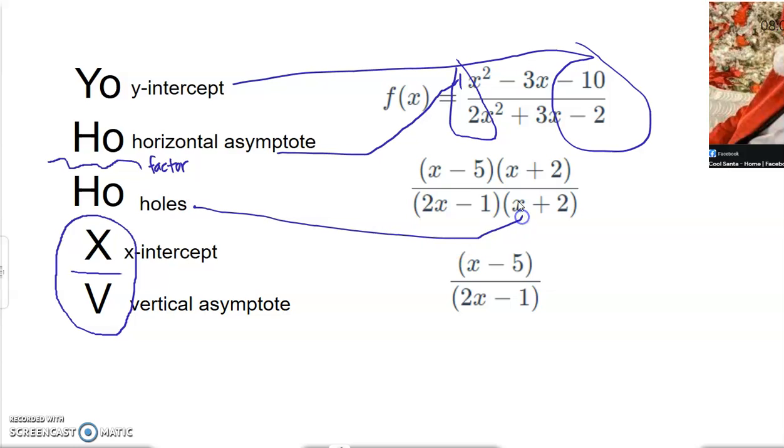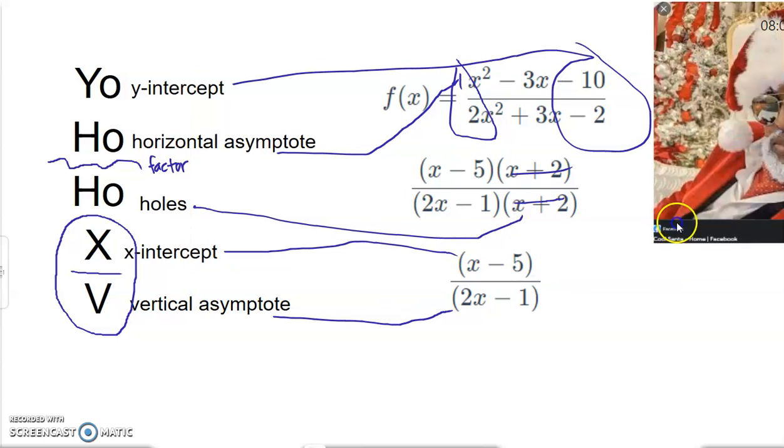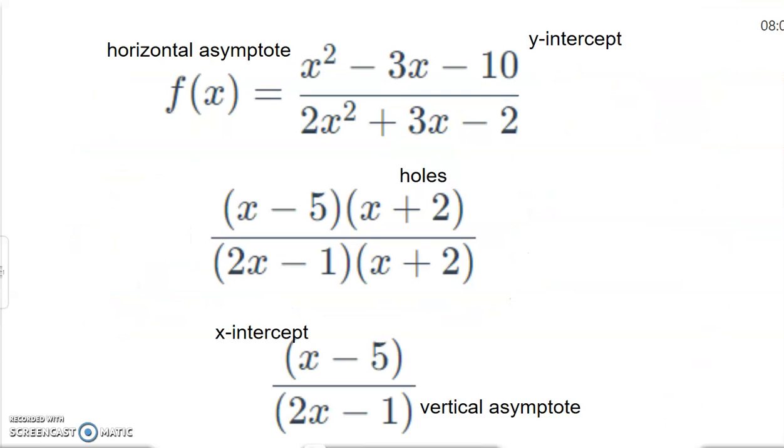The holes are coming from these things that cancel these factors. We're going to take the 0 of that and plug that in and get a coordinate for that. The x-intercept is coming from the top here, and the vertical asymptote is coming from the bottom. We're going to get the zeros again of those and deal with that. So you've seen that in previous videos. If you haven't, you really need to go back and take a look at that. So Yo-Ho-Ho XV. My cool Santa here is pulling that off for us so that we can remember this crazy mathematical stuff. So here's a brief summary worth taking a look at.